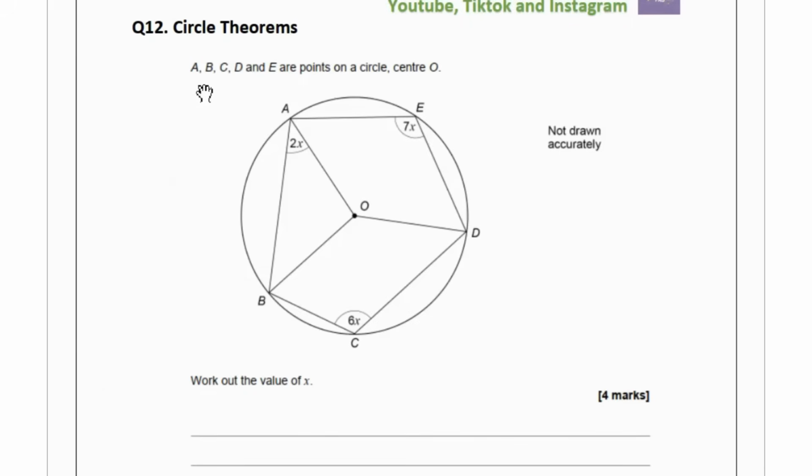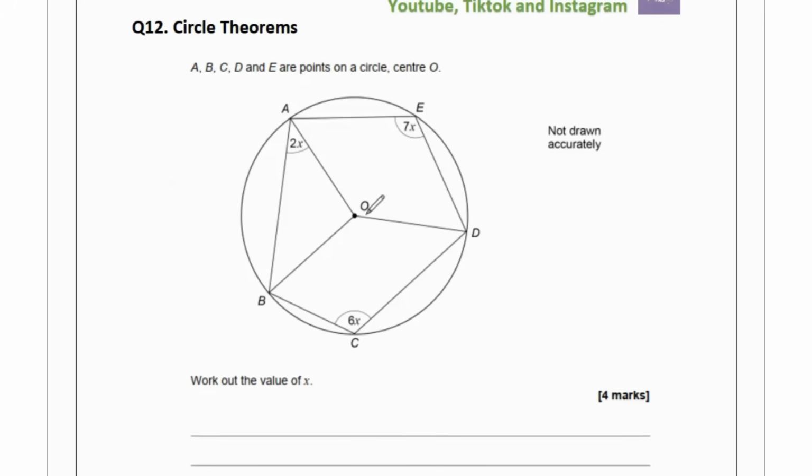So if you notice, it says that A, B, C, D, and E are points on a circle, centre O. Work out the value of x. For the value of x, we can see that we don't have a quadrilateral inside the circle, so we cannot use the cyclic quadrilateral properties. We have this weird polygon, and since it says it's not drawn to scale, we cannot say that the lengths are equal. It cannot be categorized as a regular polygon. So we need to break down the shape and see how we can solve it.